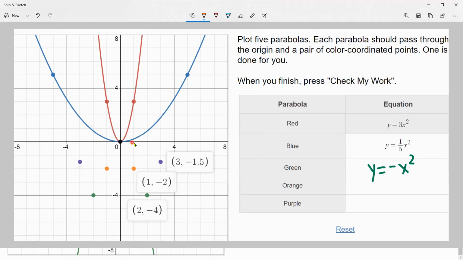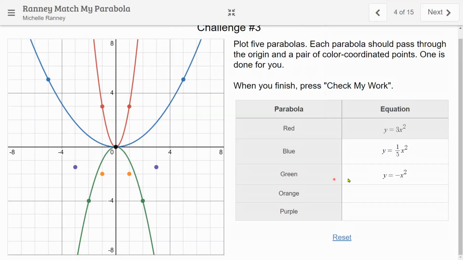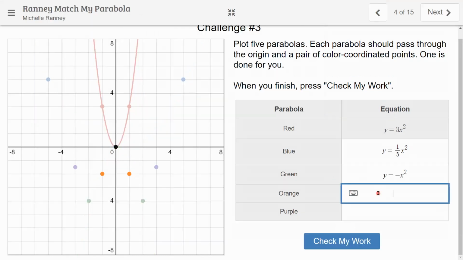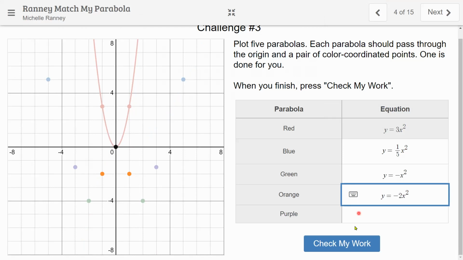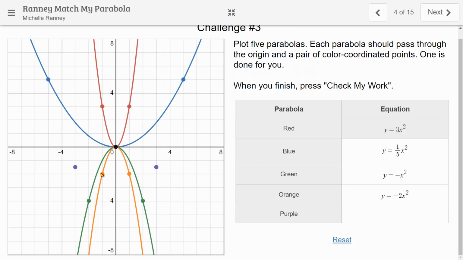if I go out 1, 1 squared should be 1. I should have been right here, up at 1. I wasn't. Instead, when I went 1 squared, I went down 2. So really what's happening is I'm taking 1 times a negative 2. That is going to be my stretch. So I'm going to put in y equal a negative 2x squared. And when I do, it did go through that orange one.